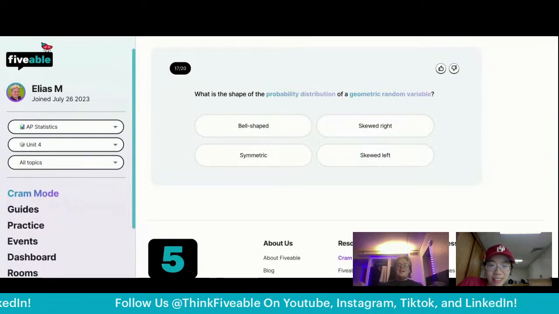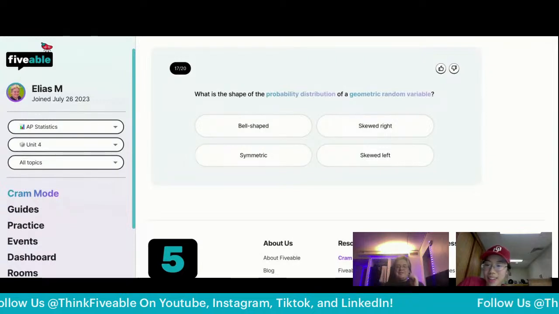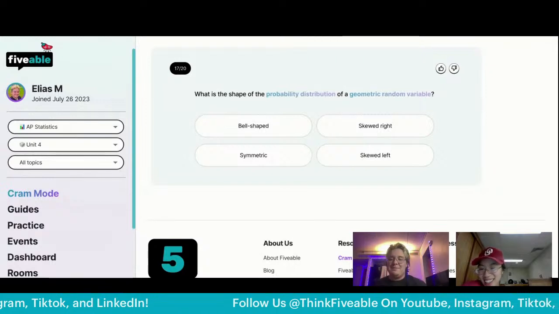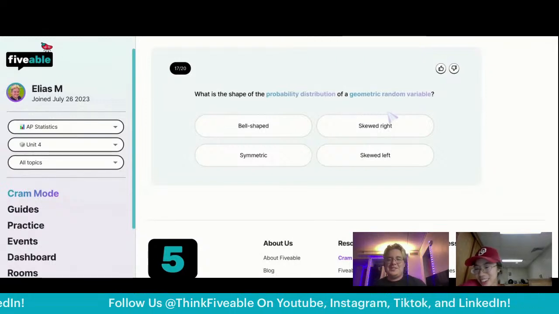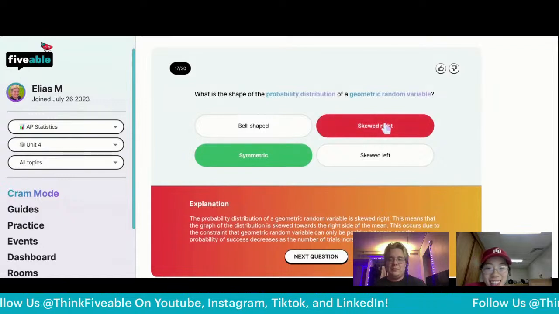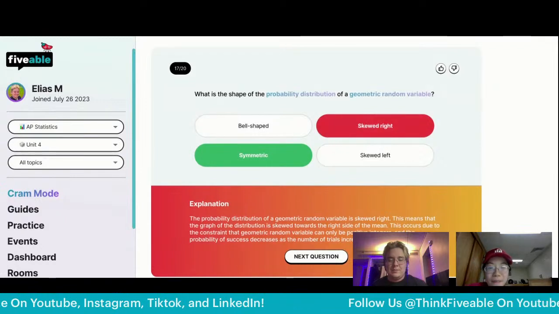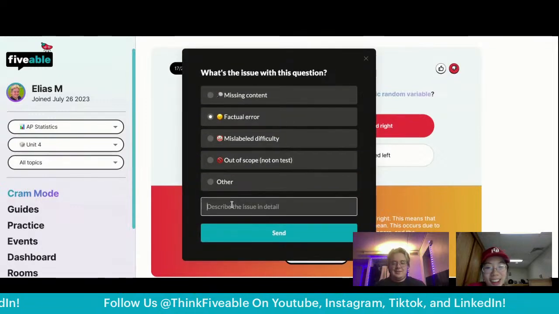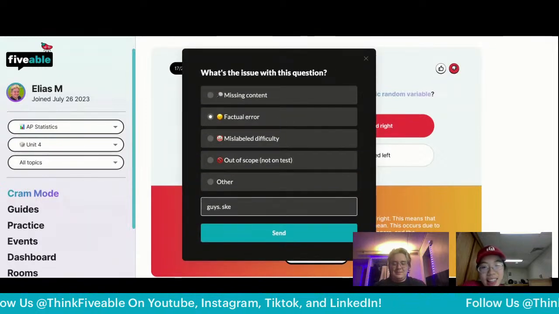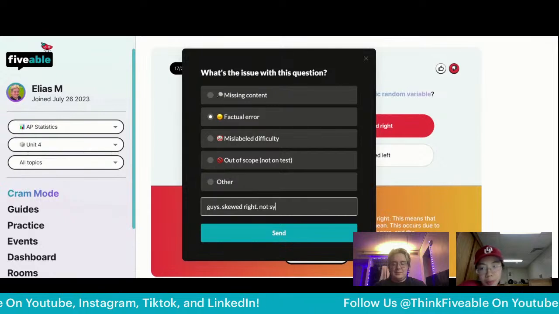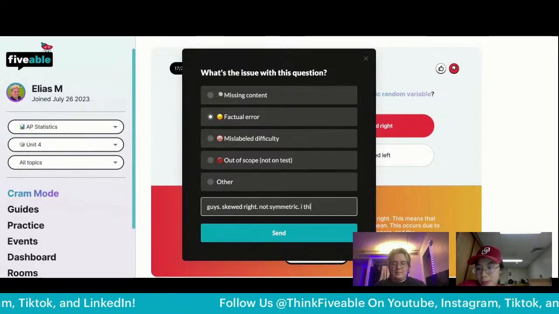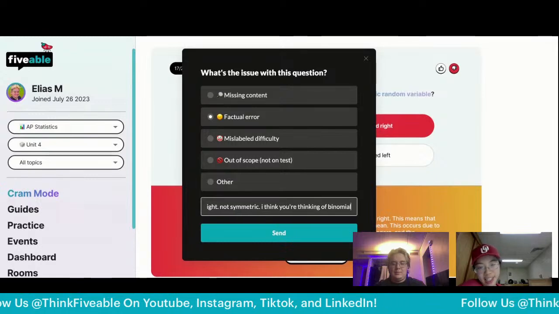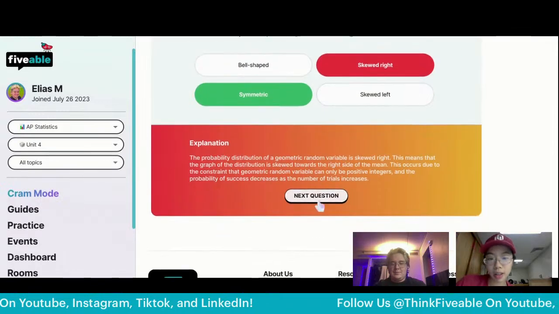Anyways, remember what I said about skewed graphs. If the tail is to the right, it's skewed to the right. That's wrong, ignore that. That's just straight up incorrect, a factual error. I think they're thinking about binomial, because binomial should be bell-shaped. But this is not bell-shaped. This is very definitively skewed right.